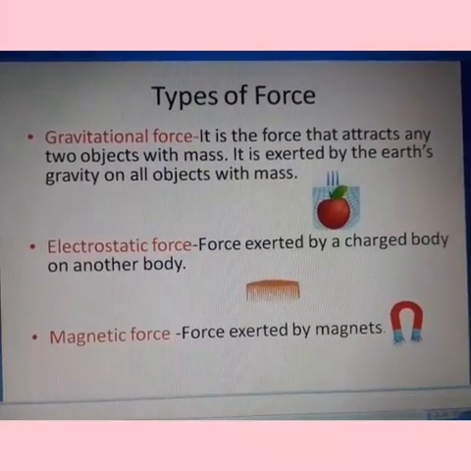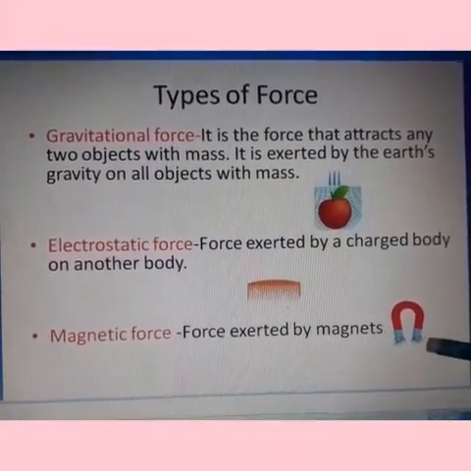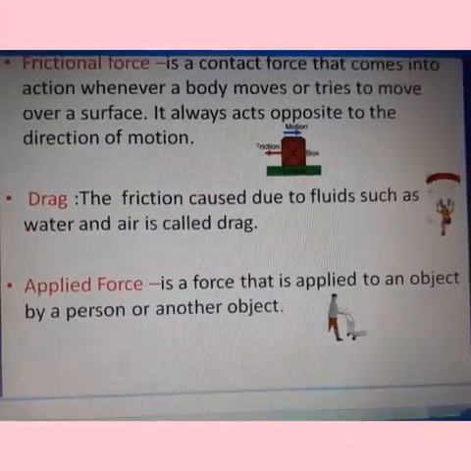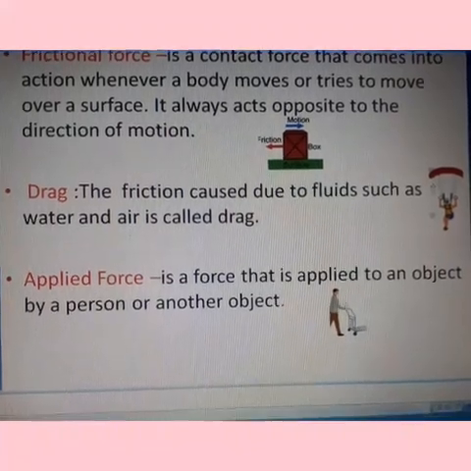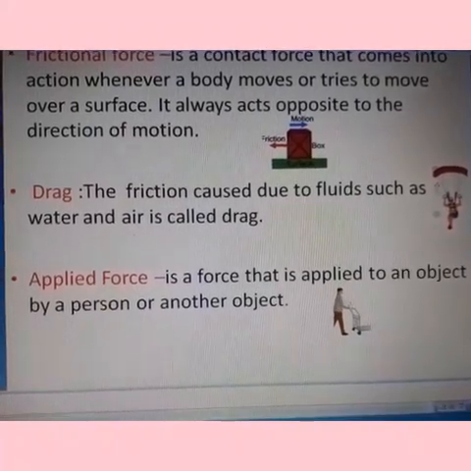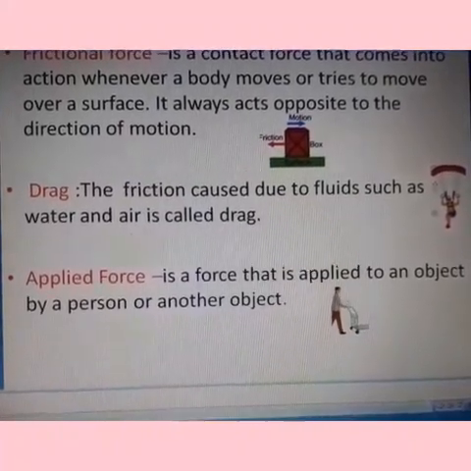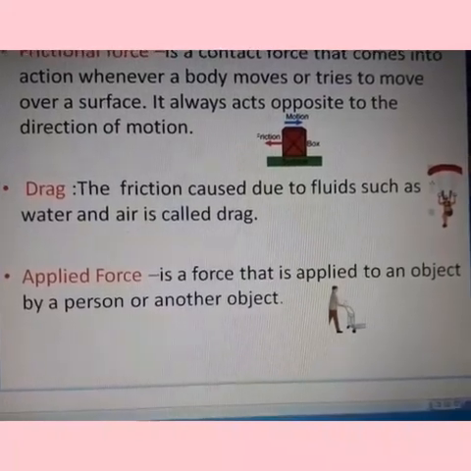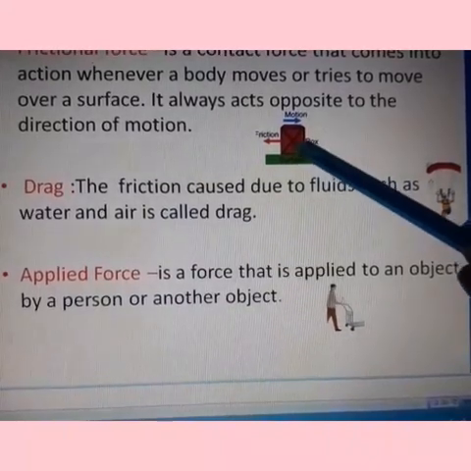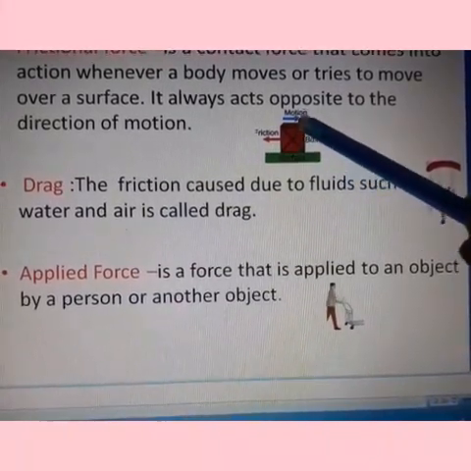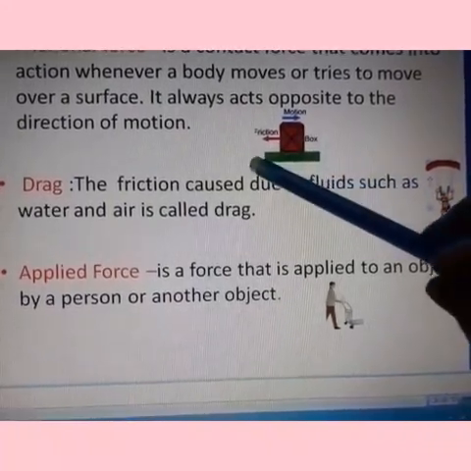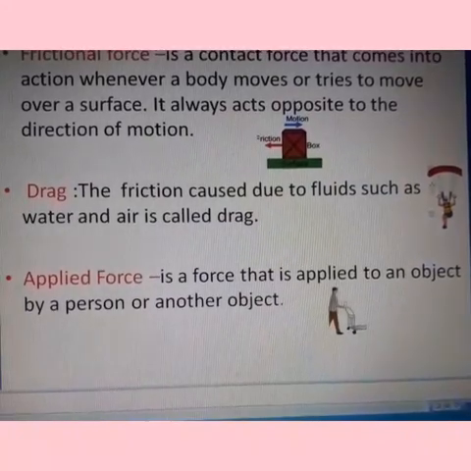Magnetic force is the force exerted by the magnets, the iron filings or pins being attracted with the magnet. Frictional force is a contact force that comes into action whenever a body moves or tries to move over a surface. It always acts opposite to the direction of motion. For example, the direction of motion of this box is indicated by the blue line towards the right, and the force of friction is in the opposite direction, that is towards the left.